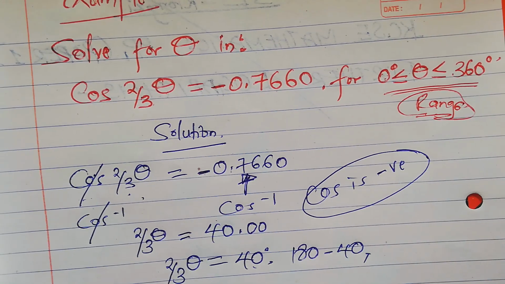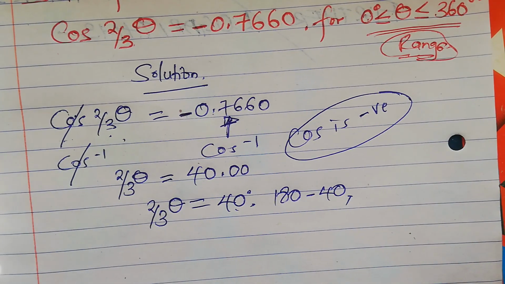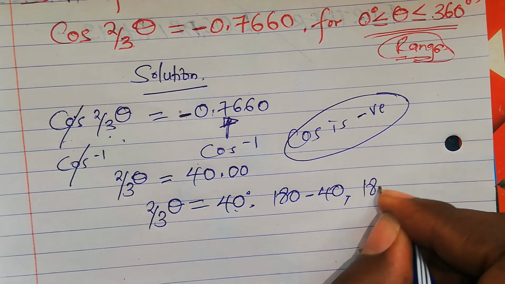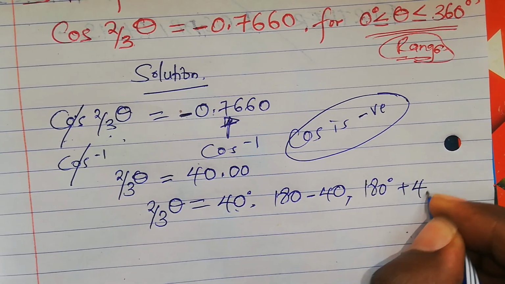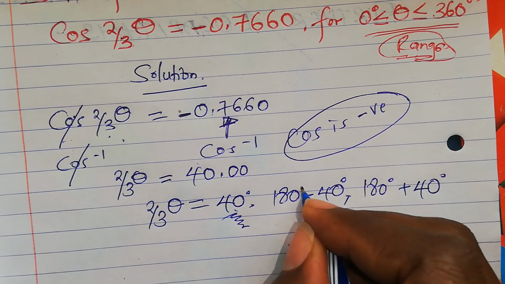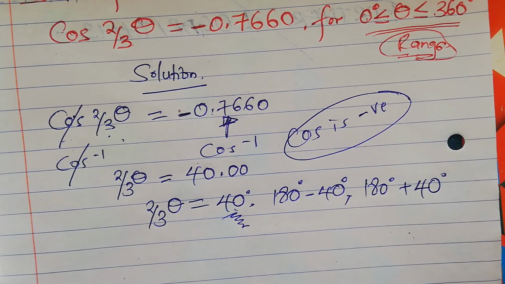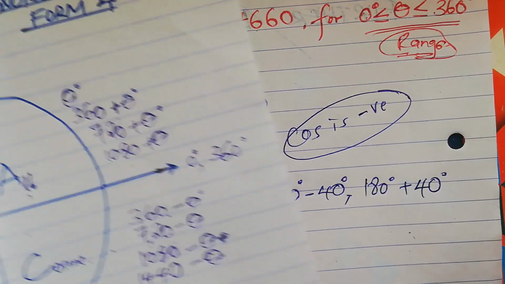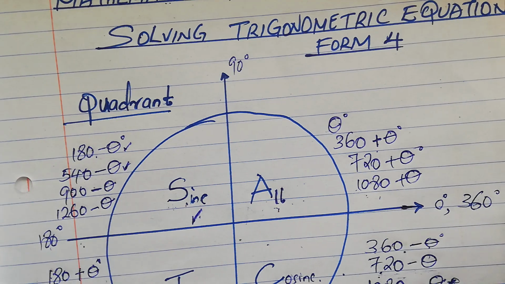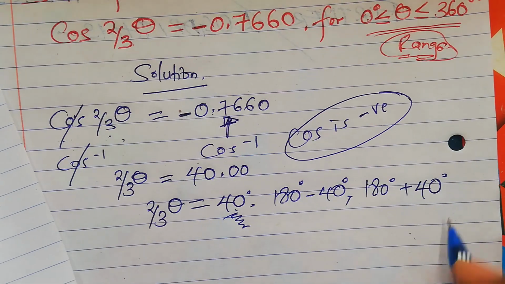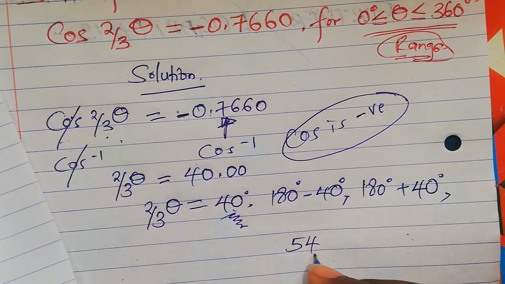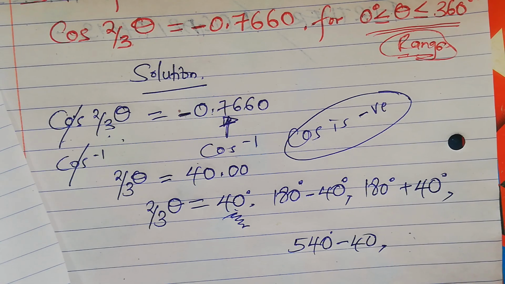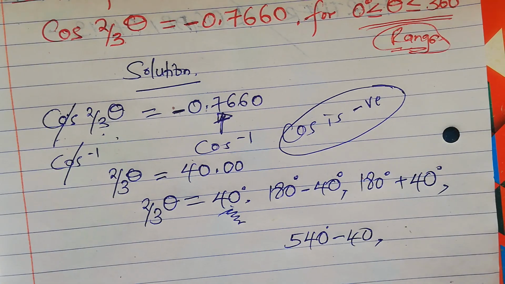We put a comma. We are listing the angles before we solve them. Then from there, we go down to 180 plus 40 degrees, because we are saying our theta is 40. I will show you how we shall simplify them. Continue listing if there is need, but I don't think there is need. Let us do just one more, because the other one seems to be very big. 540 minus 40 degrees. Probably we stop there because I'm guessing our range is limiting us.